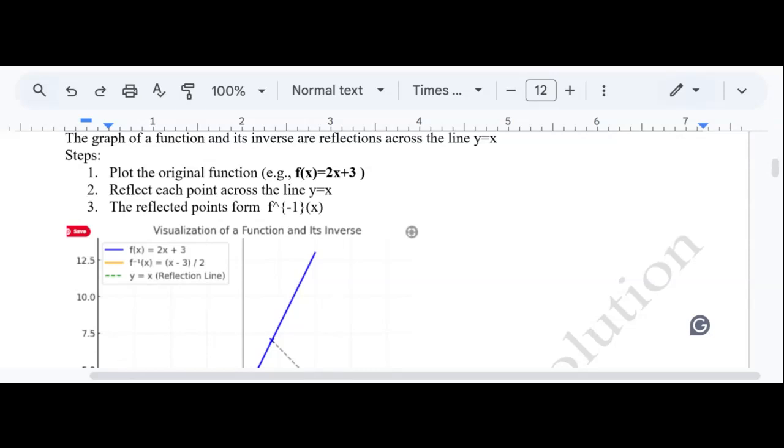So all you have to do is either use the graph software or graph it by hand. So what's the equation? 2x plus 3, and then you click like this.